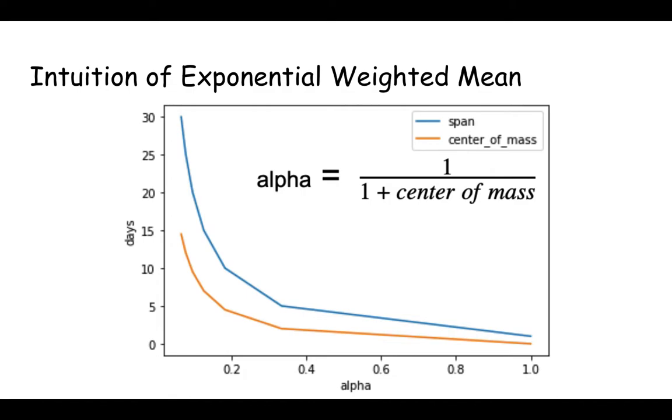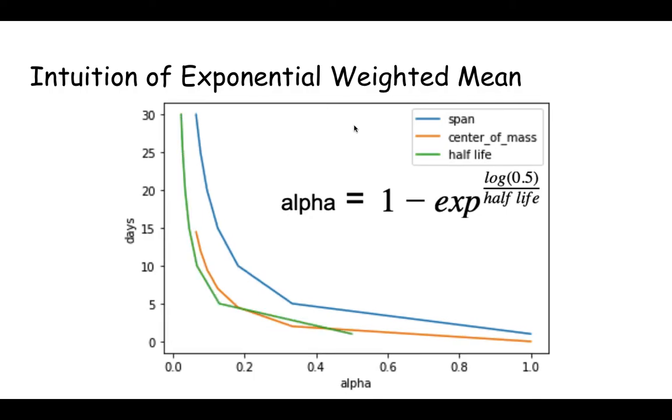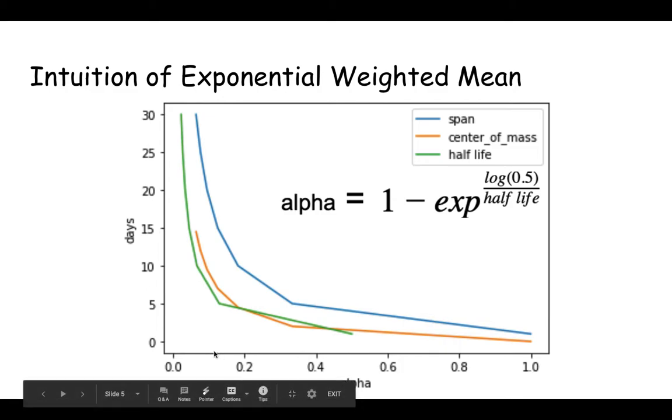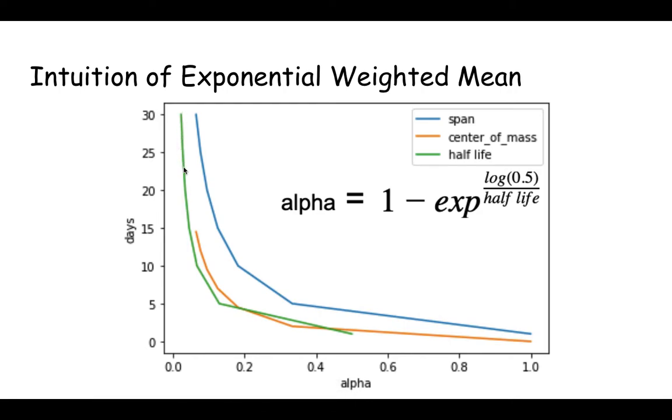And similar to span, here in the orange curve we can see that again, as the value of center of mass increases, the value of alpha decreases, or vice versa. As alpha increases, the value for center of mass decreases. Finally, we have this quantity called half-life, which is the time it takes for a quantity to reduce to half. And as you can see, when we calculate alpha from that, they are also inversely related. So as the alpha is increasing, as shown here in the green curve, the value for half-life also is decreasing.